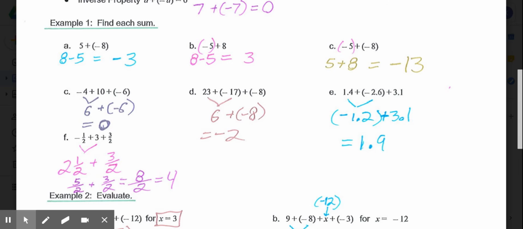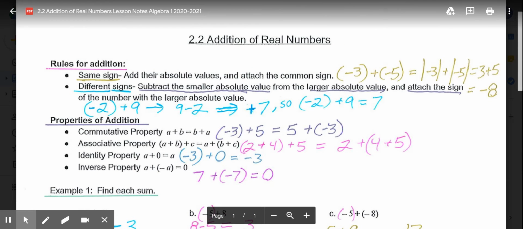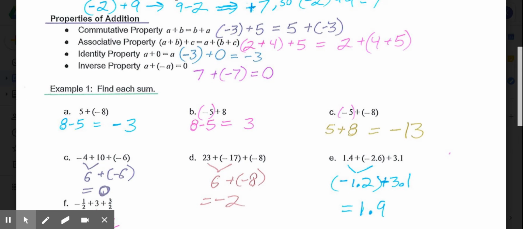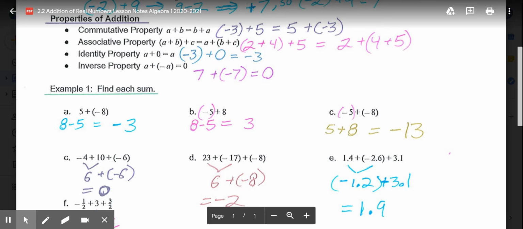So example 1, parts A through F, are just finding each sum. So applying our first two rules at the top for addition. So if we have the same signs, we just add them and keep the sign. Opposite signs, we want to subtract the smaller value from the larger and attach whichever sign was with the bigger value to start. So in A, we have 5 plus a -8. So that's 8 minus 5, which is 3. And we had more negatives than positives, so our answer would be a negative 3.